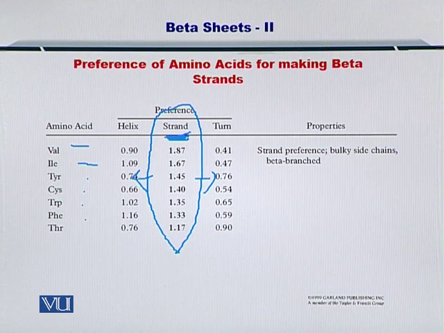And if you are given a sequence, a protein sequence, and you have several of these amino acids occurring in that sequence, then you can guess that maybe this protein folds into a beta sheet.